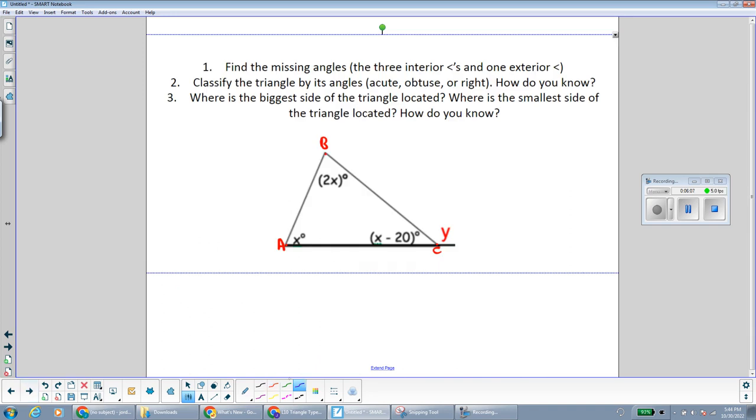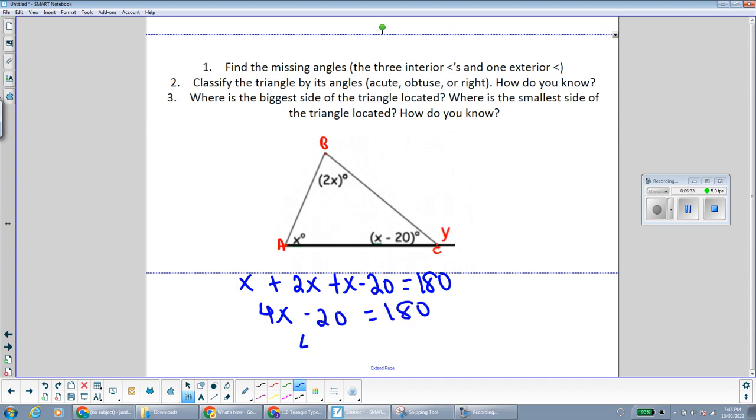What we're going to do first is find all of the missing angles. So here I have triangle ABC, and I know that all three interior angles of any triangle add to 180 degrees. I'm going to add the three interior angles together, x plus 2x plus x minus 20, and that should give me 180 degrees. Here I have 4x minus 20 is equal to 180. 4x is equal to 200. So x is equal to 50.